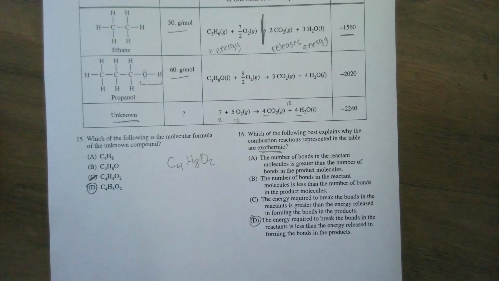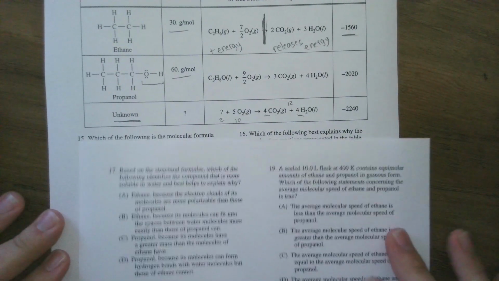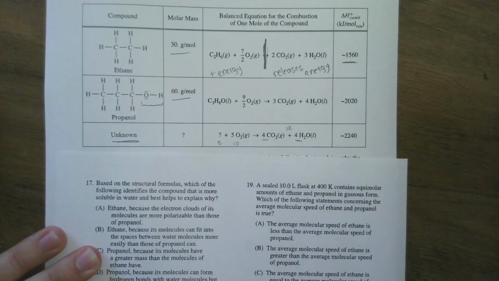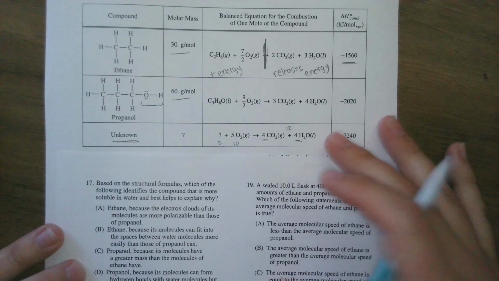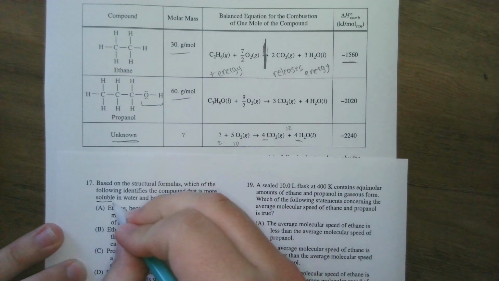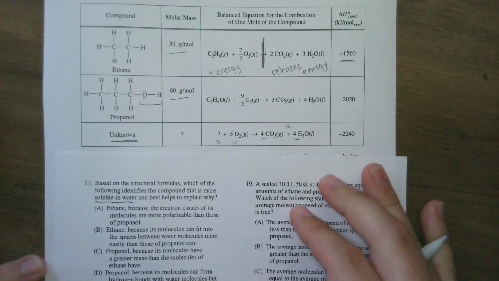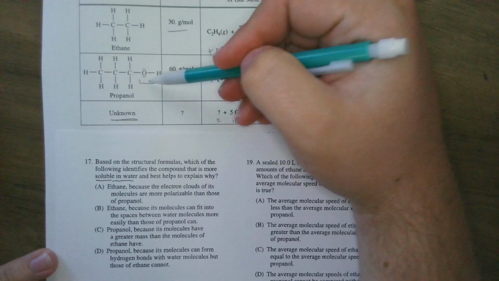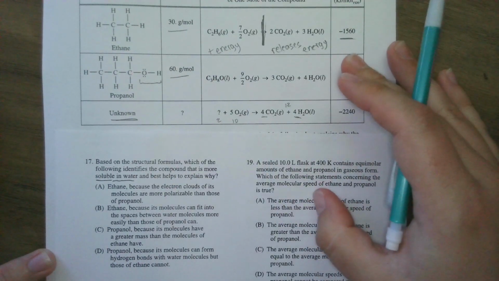All right. Next question here, ready? I still need this chart. Based on the structural formulas, which of the following identifies the compound that is more soluble in water, and helps to explain why. So this one's only looking at ethane or propanol. Which of these would I expect to dissolve more in water?